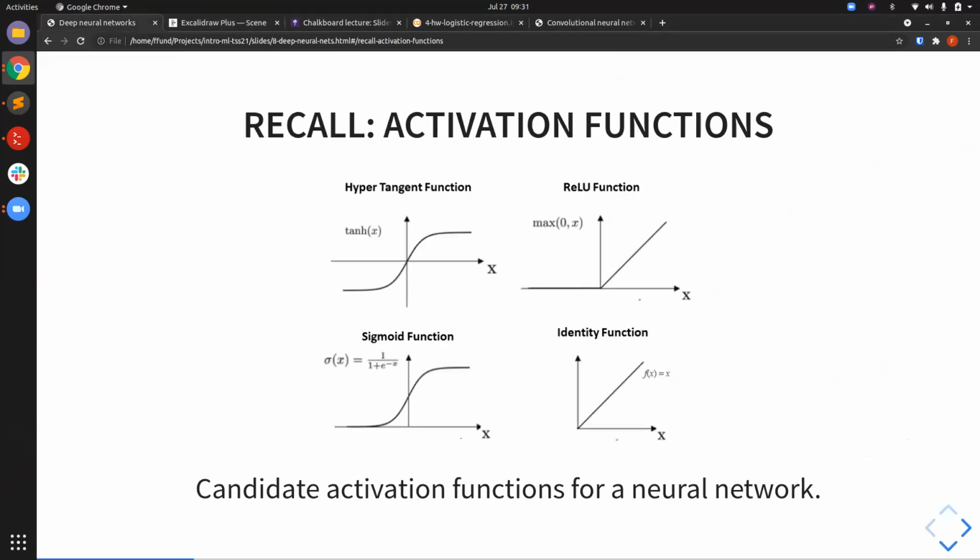Okay, so we'll start with the activation functions. These were some of the candidate activation functions for a neural network. What did we say were some desirable properties for an activation function? Okay, so we said that this is not very good for an activation function at a hidden unit. Why?